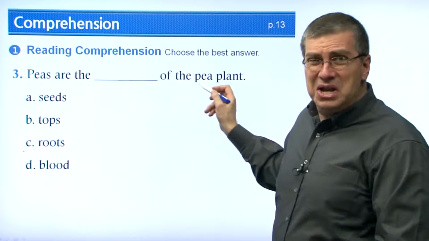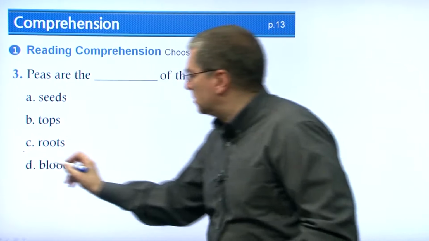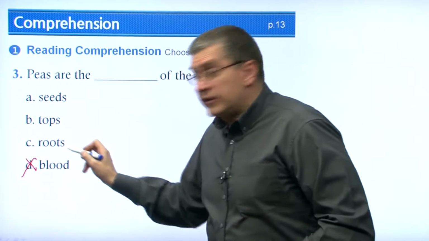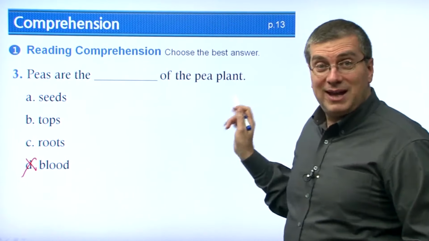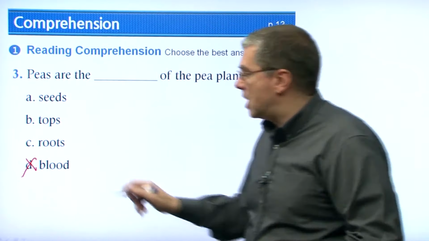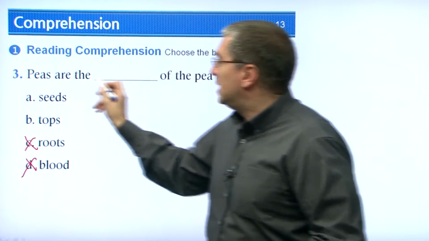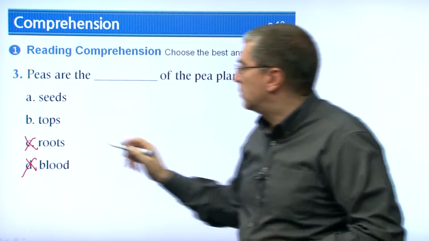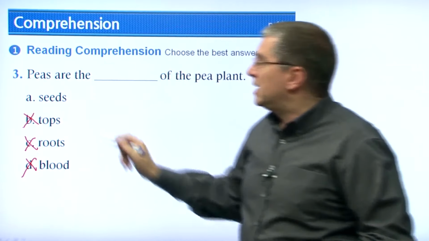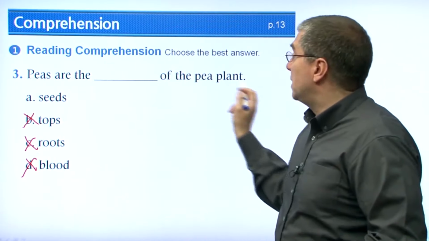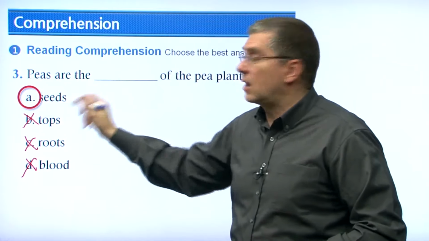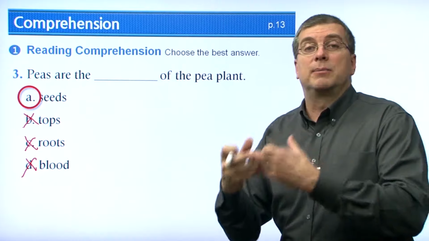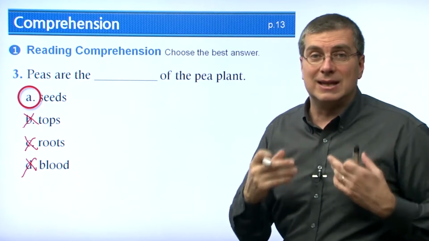Peas are the blood of the pea plant? Ugh, no, we know that right away. So peas are the roots of the pea plant? They grow underground? No, they're not the roots. Peas are the tops, the very top of the pea plant? No, peas are not the tops. Peas are the seeds of the pea plant. Yes, peas are the seeds. We talked about that, right? They're the part of the plant seeds that we eat.